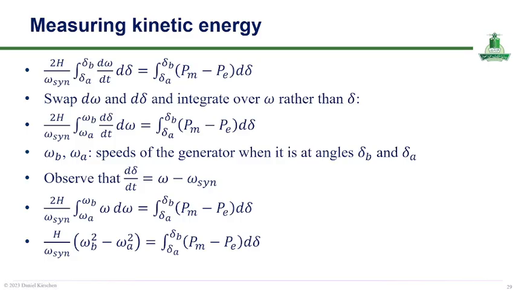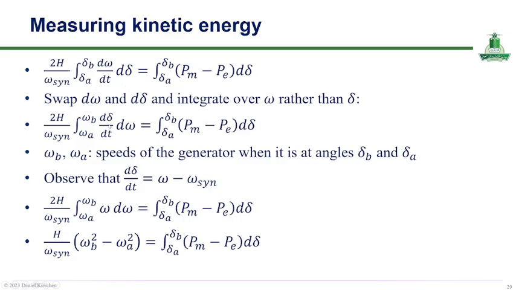This slide shows how the equal area criterion can be interpreted in terms of kinetic energy of the generator rotor. Starting from the integrated swing equation, the variables are rearranged by swapping d delta and d omega, allowing integration with respect to speed instead of rotor angle. By using the relationship between the angular speed and rotor angle, the left-hand side becomes proportional to the change in kinetic energy.